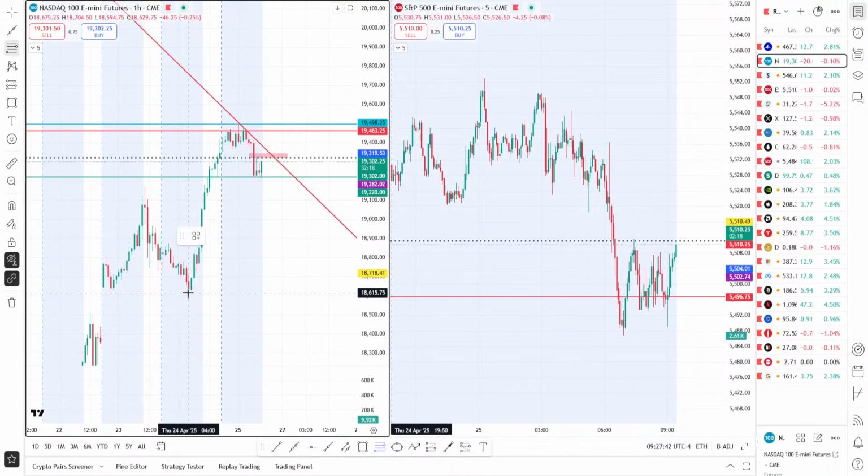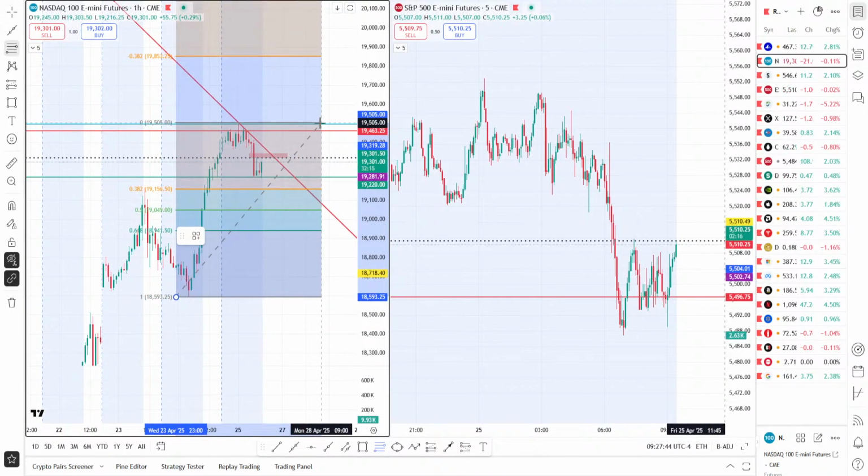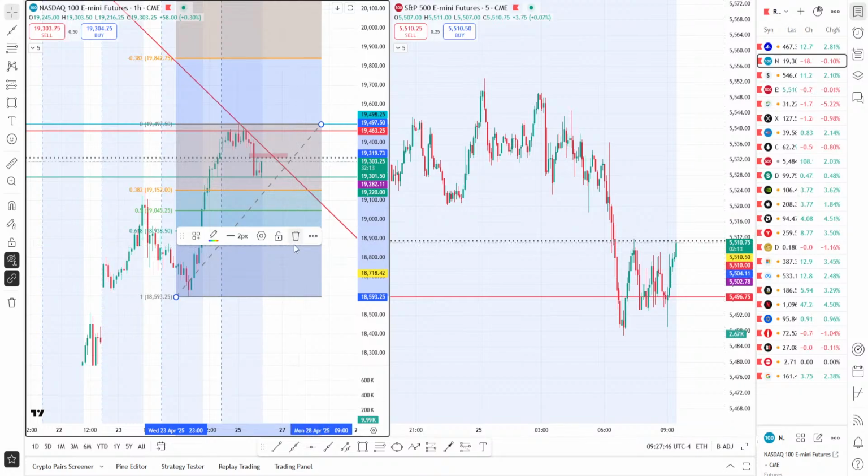I like to use the Fibonacci right here. Pop this on the screen from the lows to the highs. And I can see already this is way too high for me to buy into. So let's wait for that pullback.